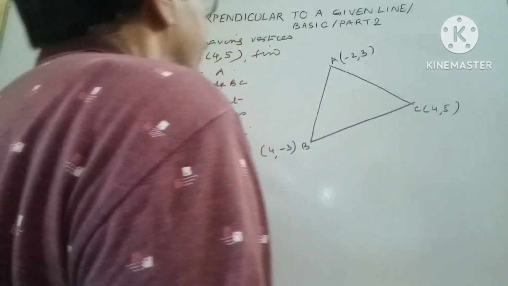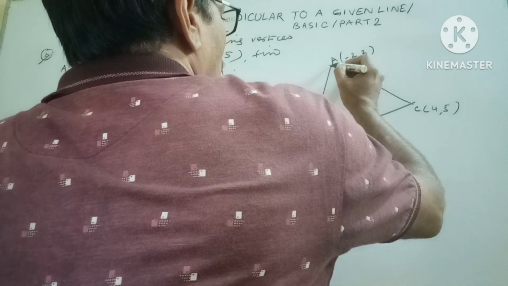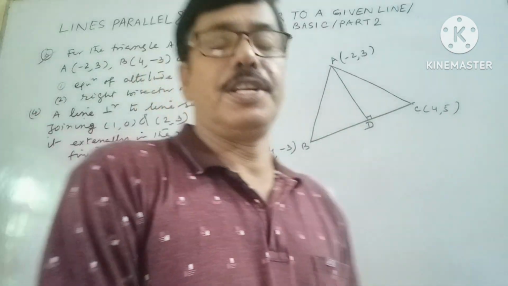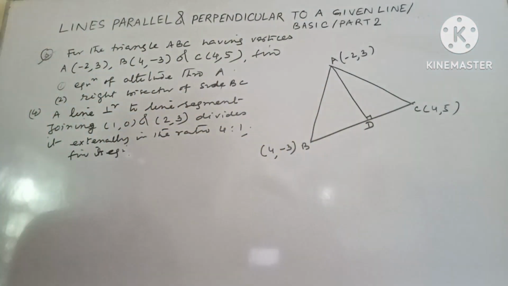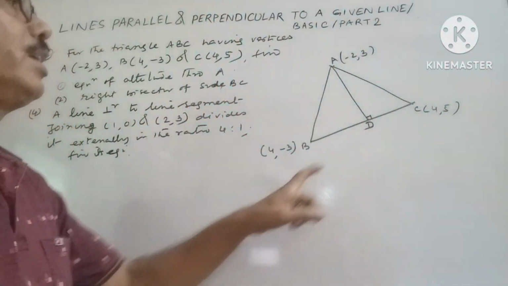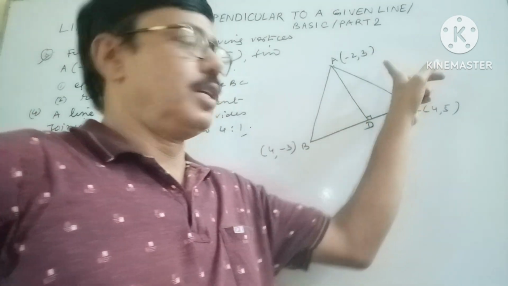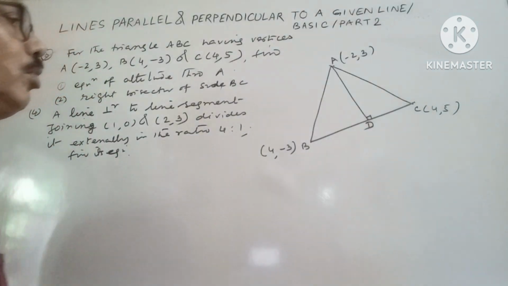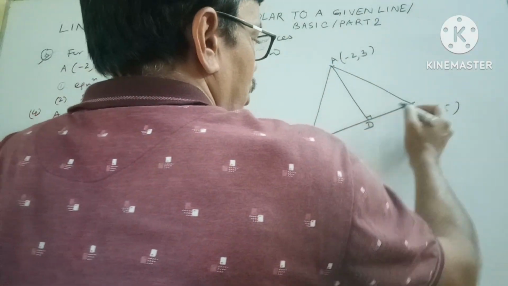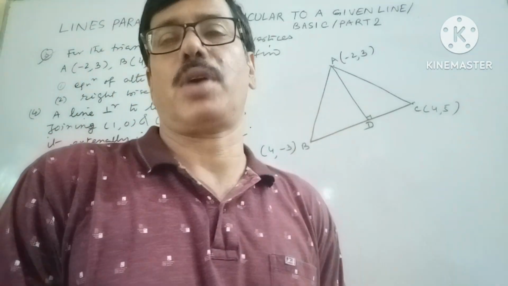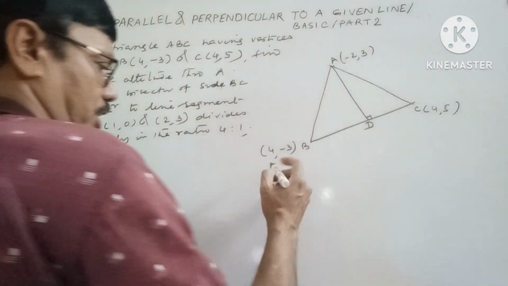Altitude means passing through A and perpendicular to the side BC. So this is AD, the altitude through A. So you have to find the equation of AD. Now AD passes through a point. You need the slope of AD. Now AD is perpendicular to BC. So B and C are given, so you can find the slope of BC.